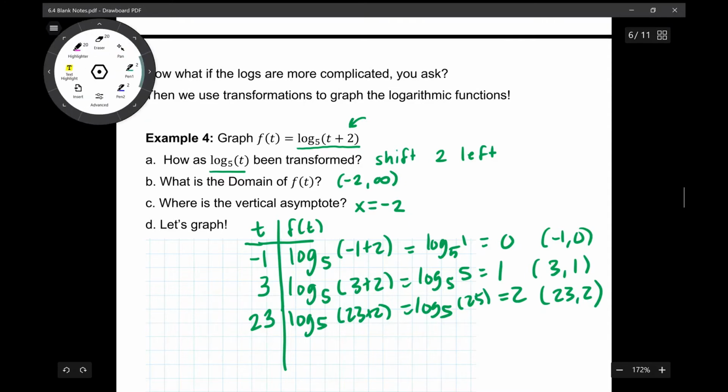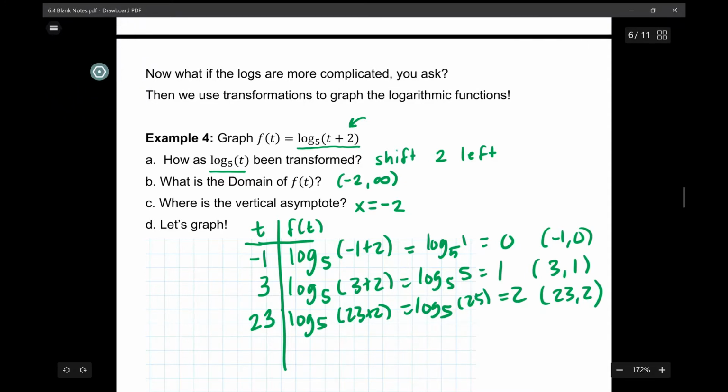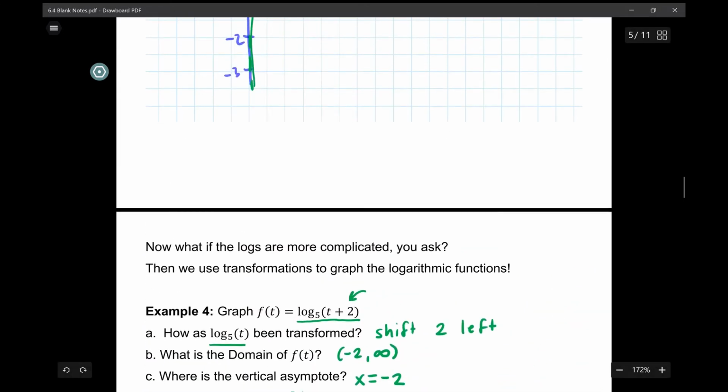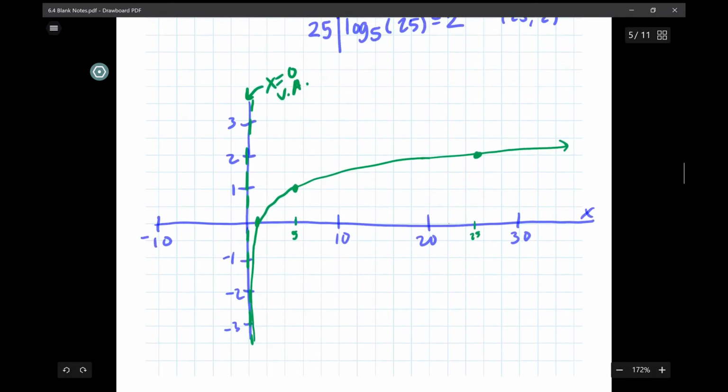Let's switch to a different color to graph this one. Let's make it pink or something. All right, so let's plot the points negative 1, 0, 3, 1, 23, 2, and remember that a new vertical asymptote is at x equal to negative 2. Let's go back to your other graph and put it right on the same one. All right, so I'm going to go to negative 2, which is right here. I'm going to put my new shifted function's vertical asymptote. So this is at x equal to negative 2.